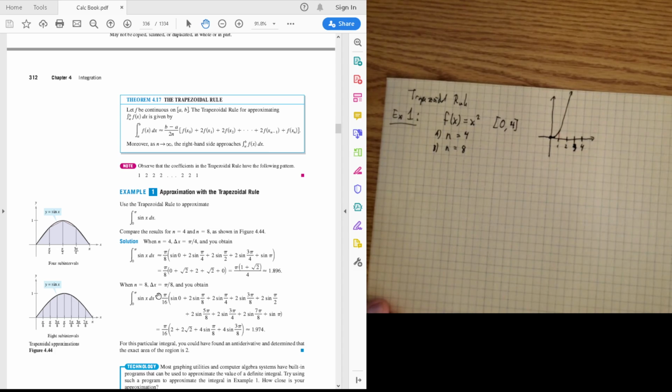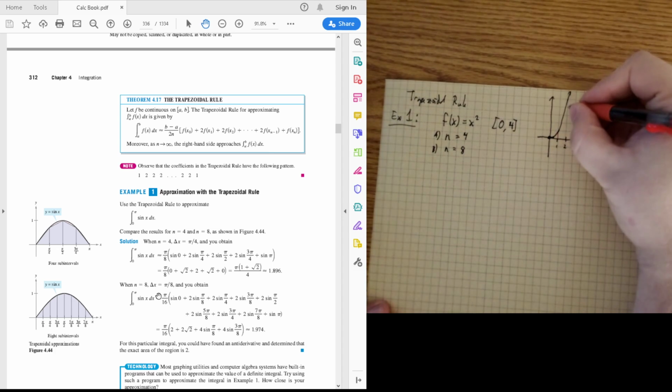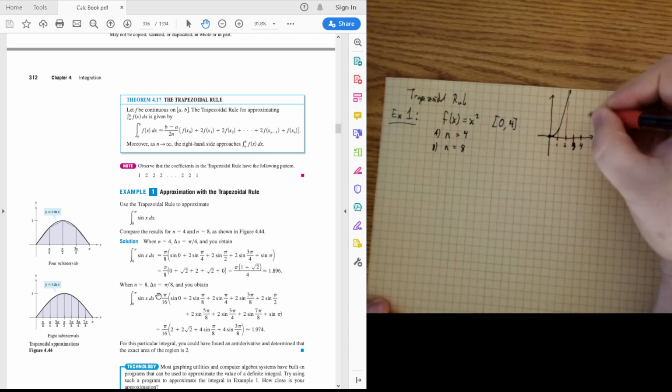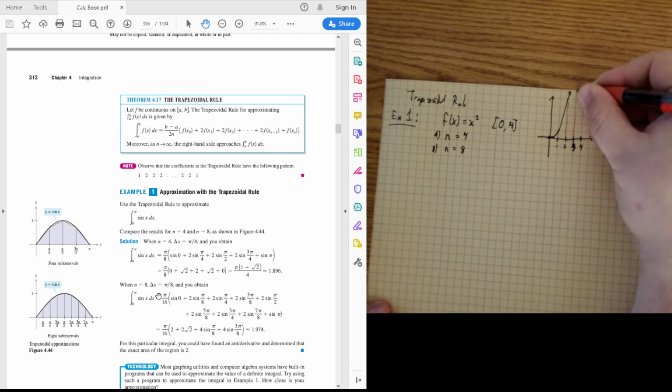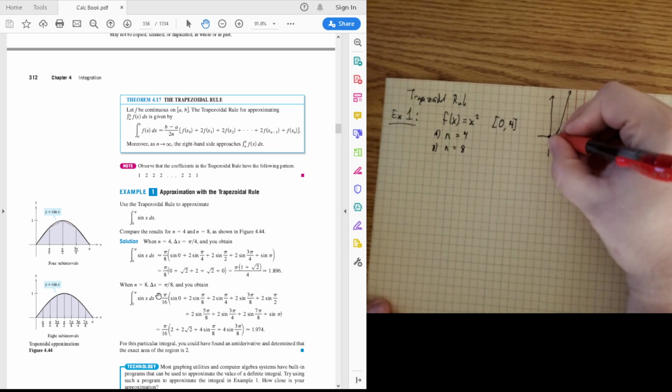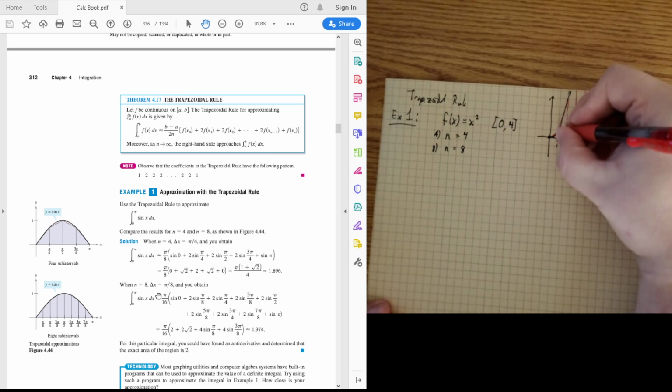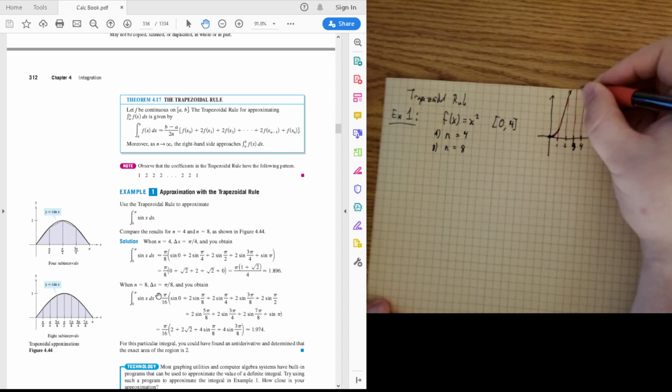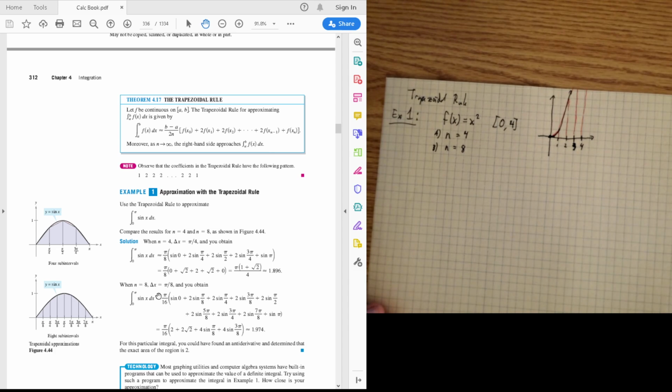So we're going from 0 to 4, and you can see that if we're doing it from 0 to 4, and we're doing n equals 4, that just means we're going to break it up into these trapezoids. So again, this will be our first trapezoid, this will be our second trapezoid, that'll eventually be our third, and our fourth will be up there. So when n is 4, we're just counting by ones.